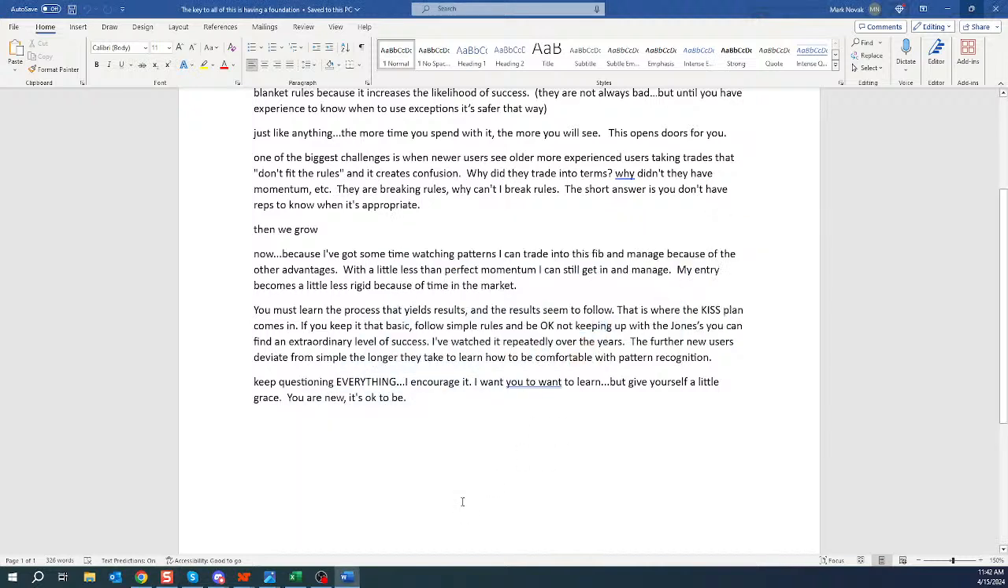And then, guys, the further new users deviate from simple, the longer it takes them to learn to be comfortable with pattern recognition. This is gospel truth etched in stone. The more you look for, the less you'll find. The more you deviate, the harder it is to become proficient. And the more options that you give yourself for trades, the more confusing it becomes.